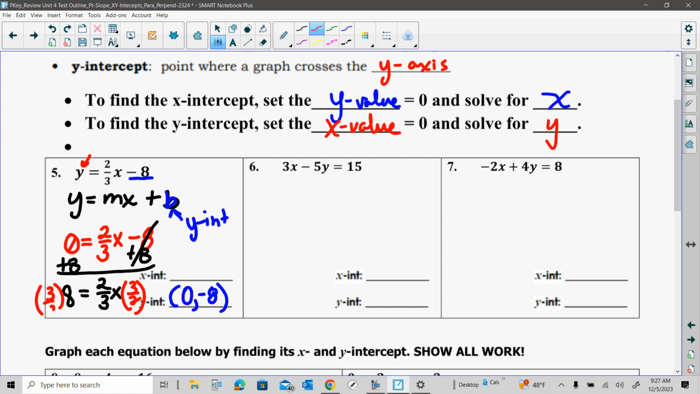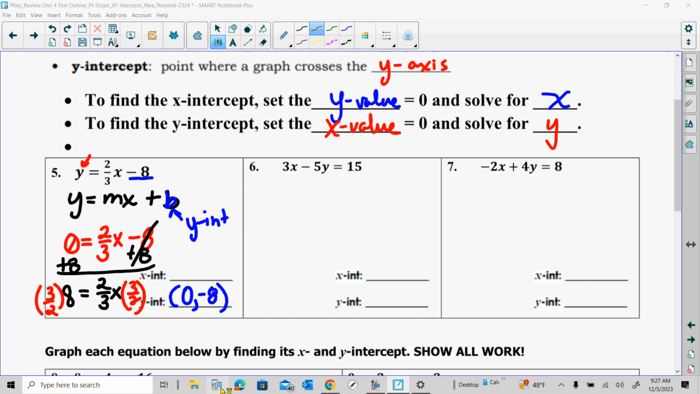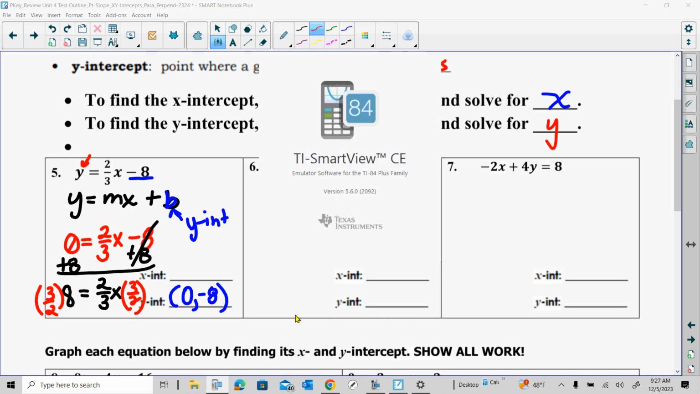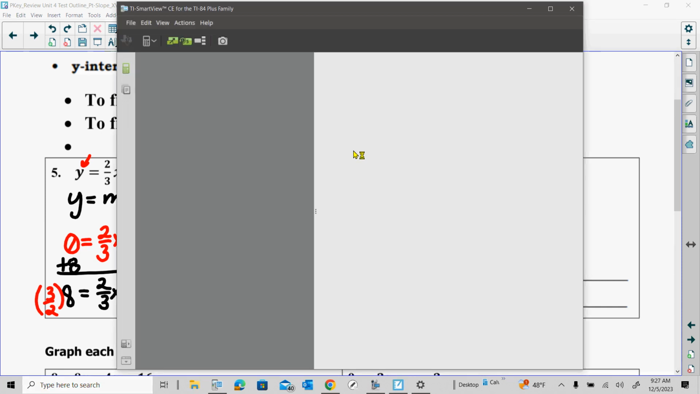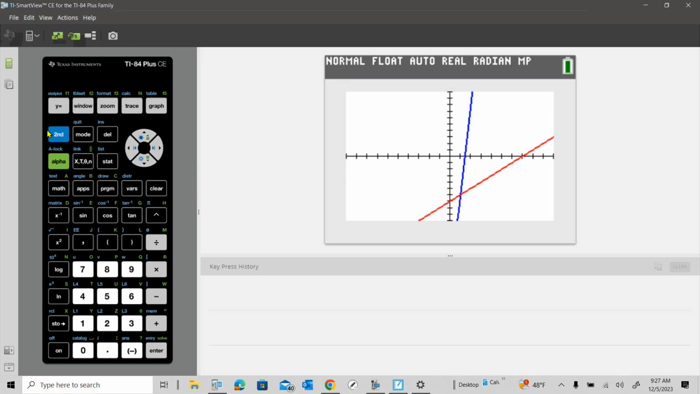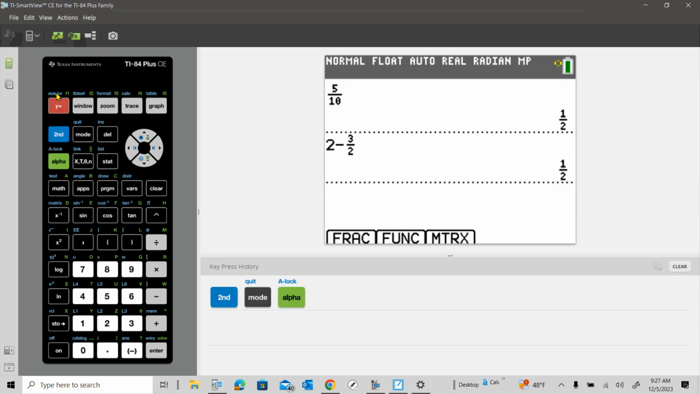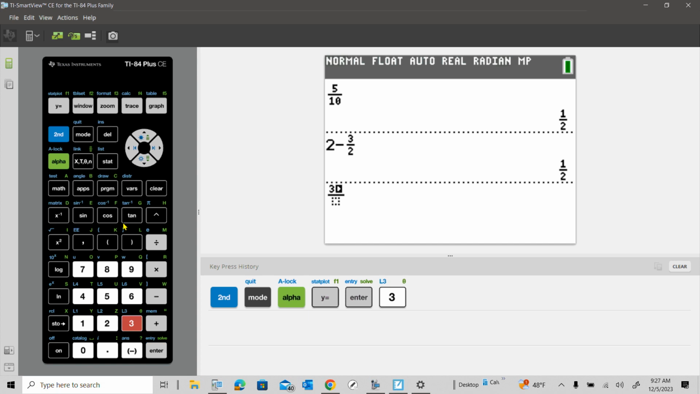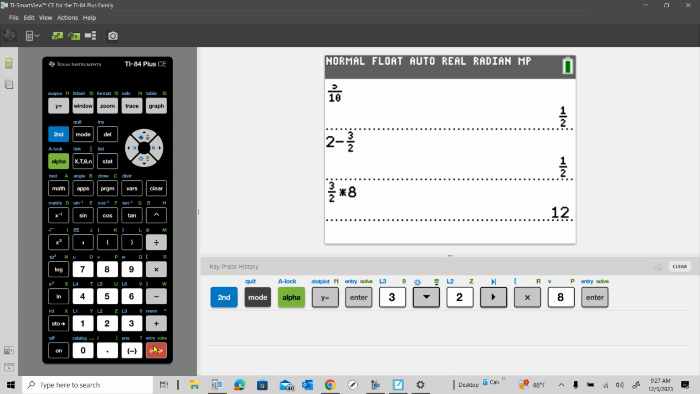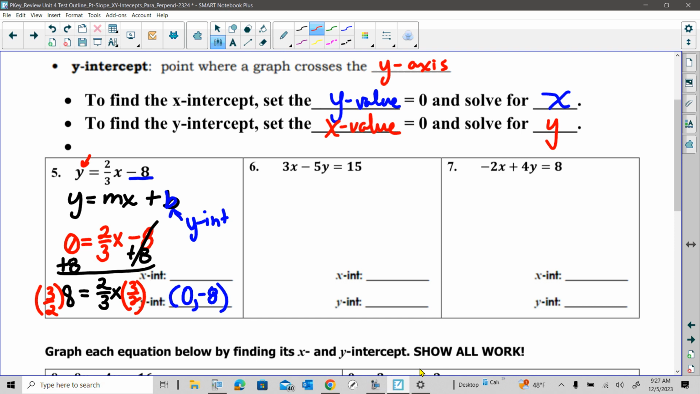3/2 times 8. You can use your calculator to do your fractions. So what we have to type in the calculator, let me get mine open, is the 3/2 times the 8. You can use your parentheses or you can do the operation. To get out of this, I just hit second mode. I'm going to do alpha y equals, enter. 3 is on top, 2 is on the bottom, arrow to the right, times 8, enter, and we get 12. So since 12 is our x, our ordered pair is 12, 0.